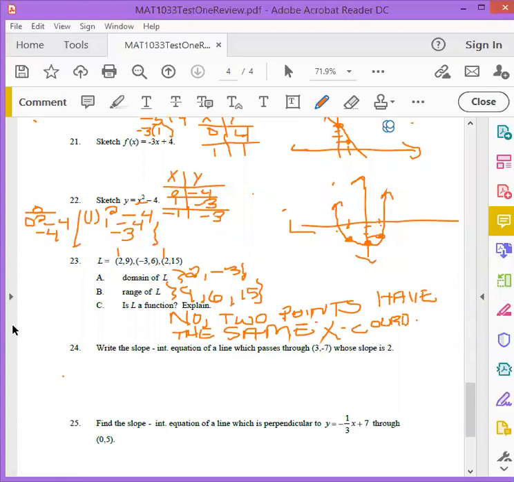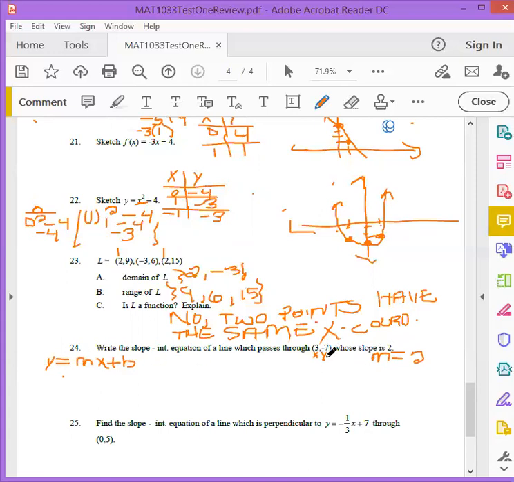Now for number 24, write the slope-intercept equation of a line that passes through the point (3, -7) whose slope is 2. So we're given m is 2, and it goes through this point, 3 for the x coordinate, -7 for the y coordinate. So what are we missing? We're missing the y-intercept, b. To find b, we're going to use the slope-intercept form of the equation, y equals mx plus b, and substitute our slope, x, and y into this equation so we can solve for b.